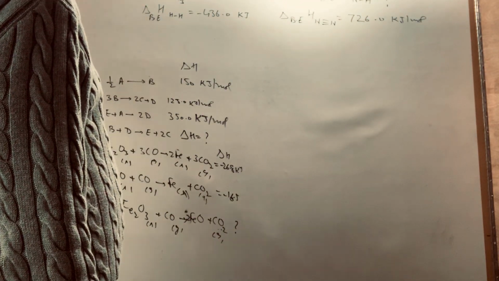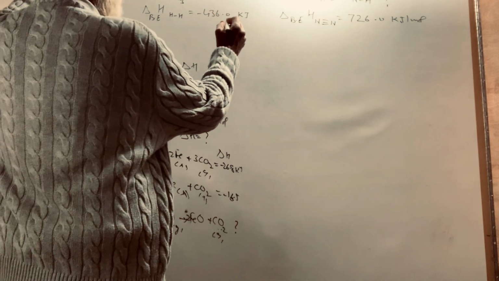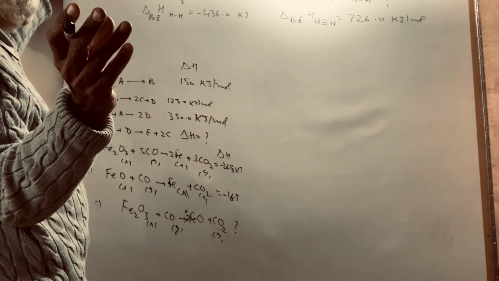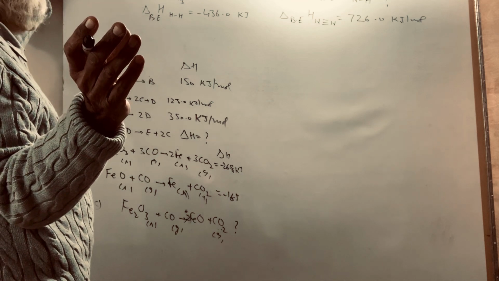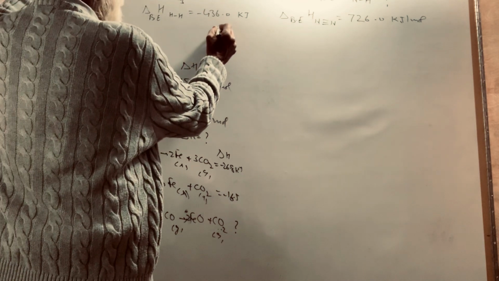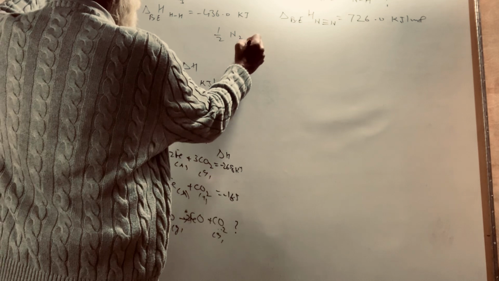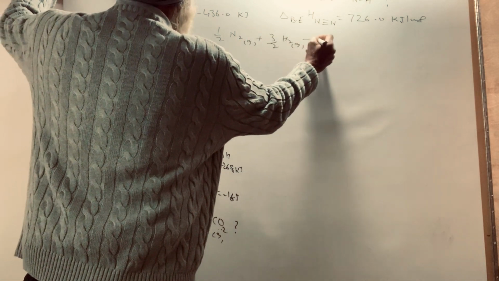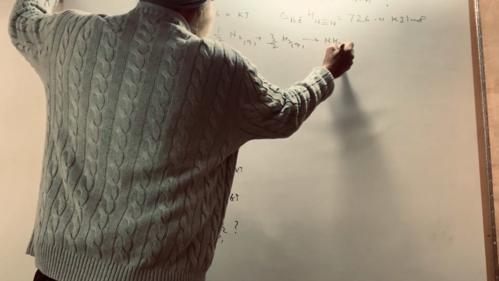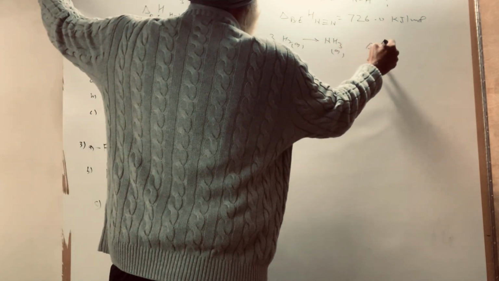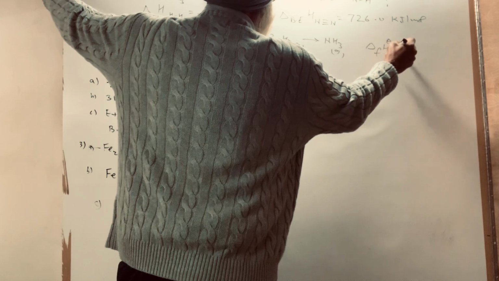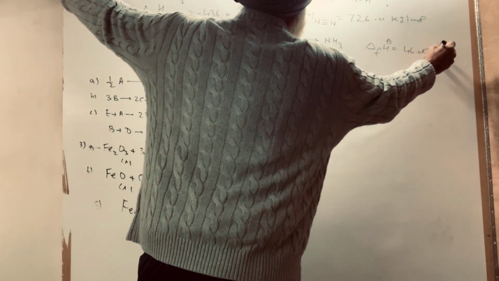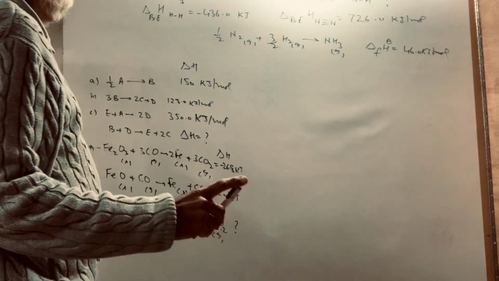So just see, first of all, what is meant by heat of formation? Heat of formation is the enthalpy change taking place when 1 mole of compound is formed from its elements. So half nitrogen plus 3 by 2 hydrogen gives you ammonia. This delta HF is, I think, the standard value of minus 46 kilojoule. So this value is given.